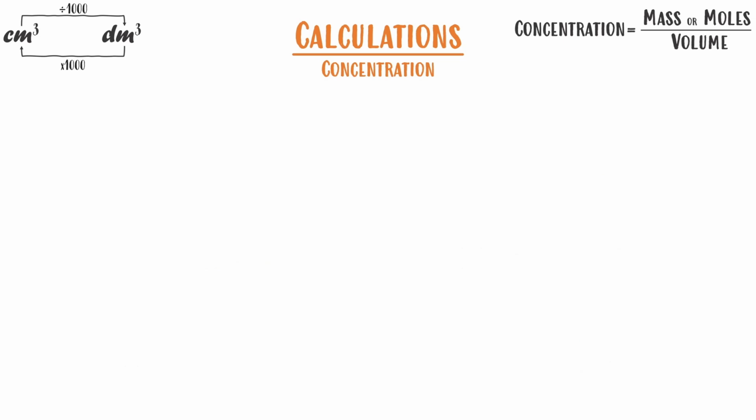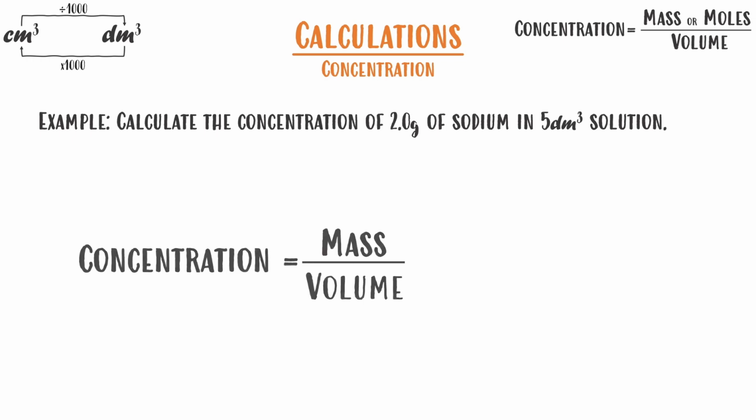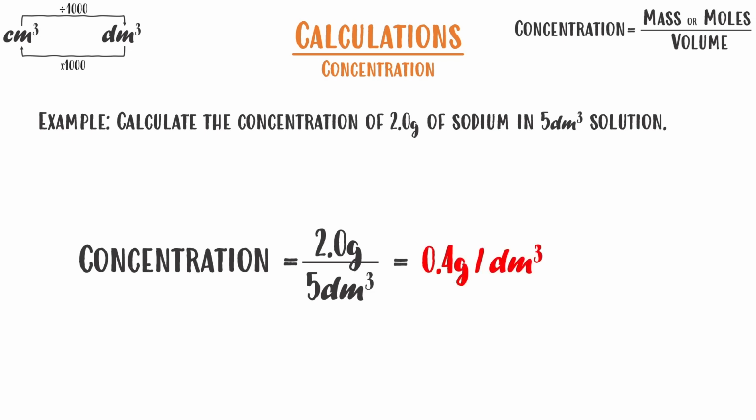Right, let's have a look at a worked example. Calculate the concentration of 2 grams of sodium in 5 decimeter cubed solution. The first thing we need to do is write down our formula, where concentration is mass divided by volume, and then we just need to substitute in our values. We have 2 grams of mass and 5 decimeter cubed of the volume. And then if we put this into our calculator, we should get 0.4 grams per decimeter cubed.